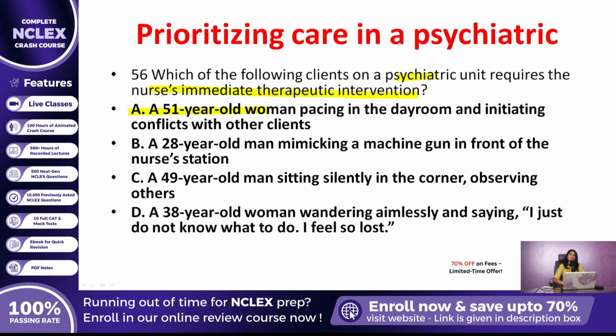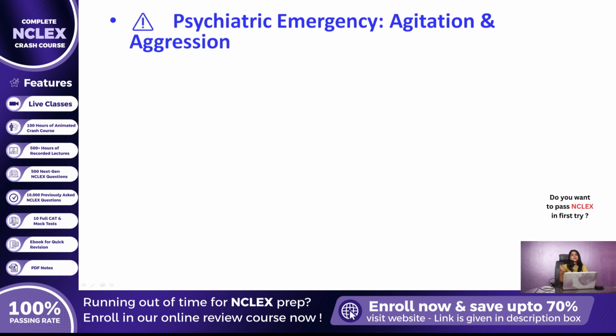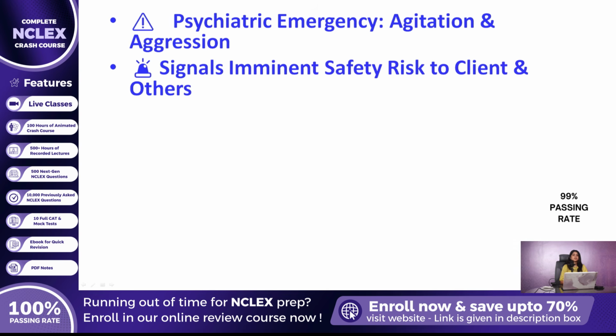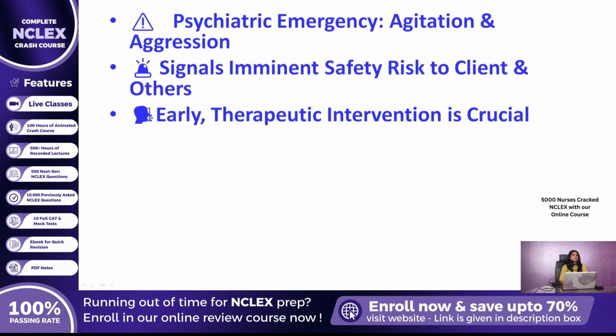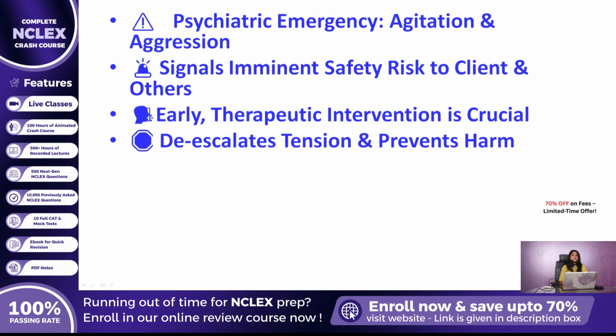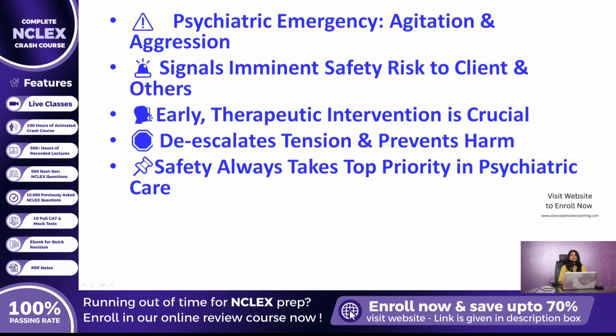A 51-year-old woman pacing in the day room and initiating conflicts with other clients. This client is exhibiting behaviors that indicate increasing agitation and potential aggression, which poses an immediate threat to the safety of both the client and others in the environment. Early and therapeutic intervention is critical to de-escalate the situation, reduce tension, and prevent harm. In psychiatric nursing, addressing behaviors that jeopardize safety is always the highest priority.